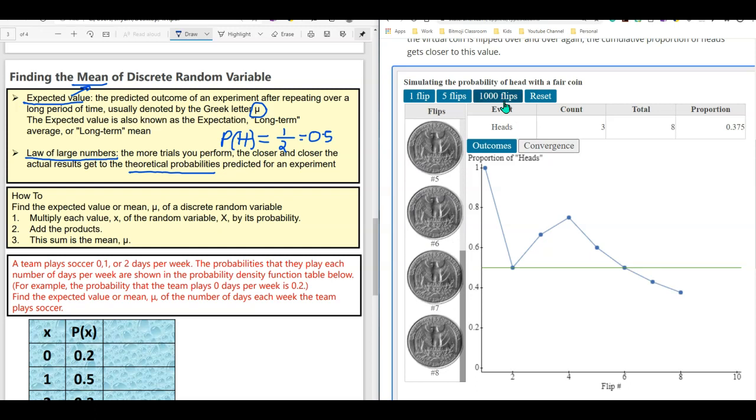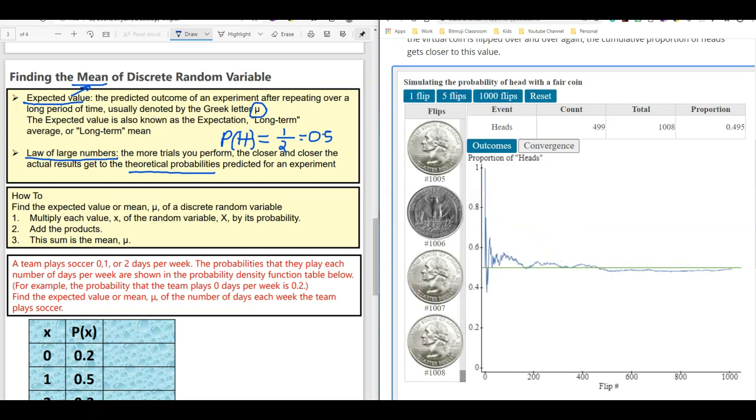Now let me flip 1,000 times and see what happens. What is this probability getting closer to? 0.5. Let me flip again. 0.5 again. Do you see that? So as I keep flipping more coins, I know that the probability of getting a head is 0.5. This is called the law of large numbers. You don't just assume or find a probability based on one trial. You keep doing a number of trials so that your answer is accurate.